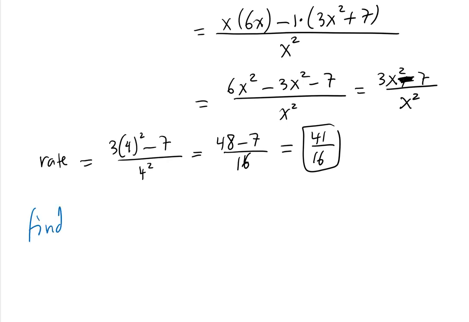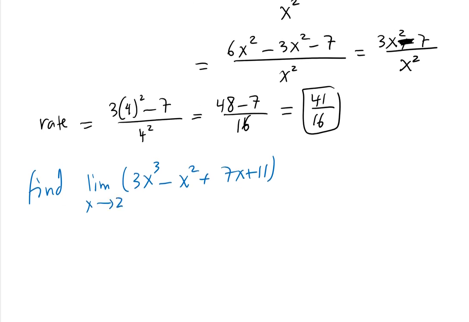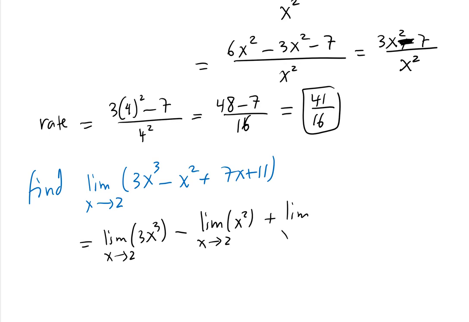Find the limit of 3x cubed minus x squared plus 7x plus 11 as x approaches 2. The way we need to do this, we really need to show step by step. If you don't show steps, you may lose points. So the limit of the first one minus the limit of the second one plus the limit of the third one plus the limit of the last one.